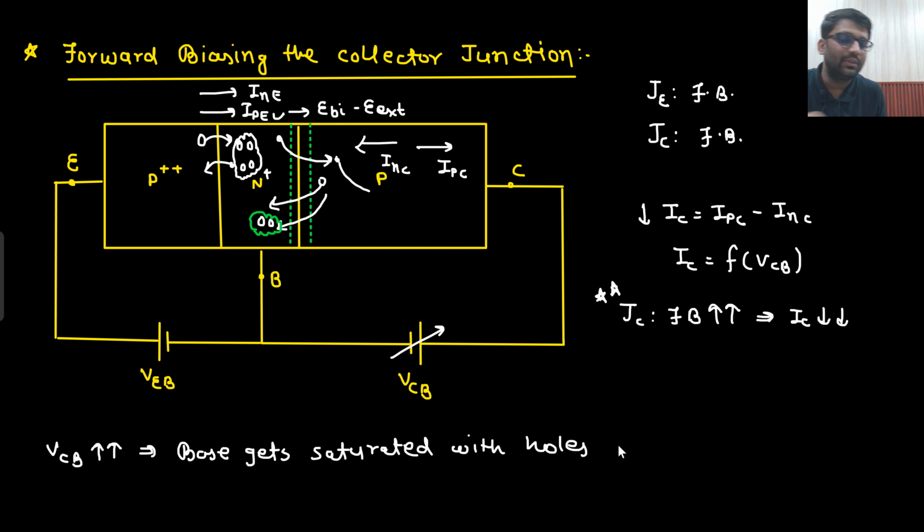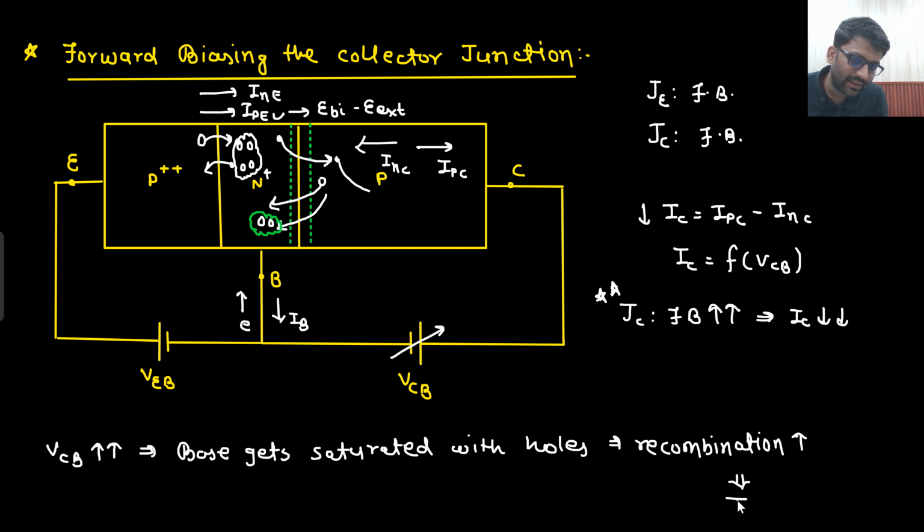From here as well, a lot of holes are coming into the base. So the base gets saturated with the holes. Because of that, recombination increases. And if recombination is increasing, then what will happen? The battery will supply the electrons. Electrons would go upside, and if electrons are going upside, that means this IB current would increase. If recombination increases, then this base current would increase. So when I am increasing this forward bias, more and more holes will get in here, more and more recombination will take place, and more and more IB we will get. So because of this forward bias, IB is increasing.